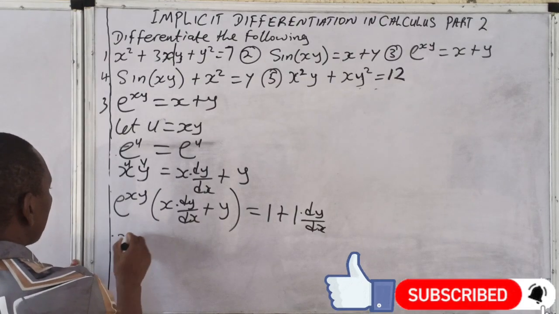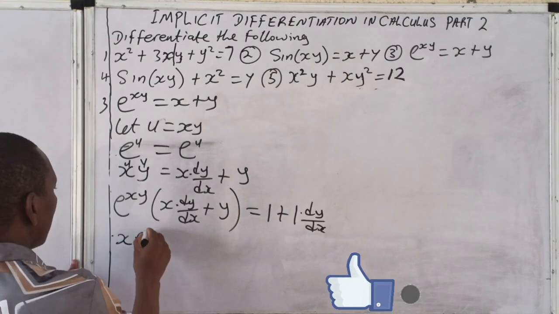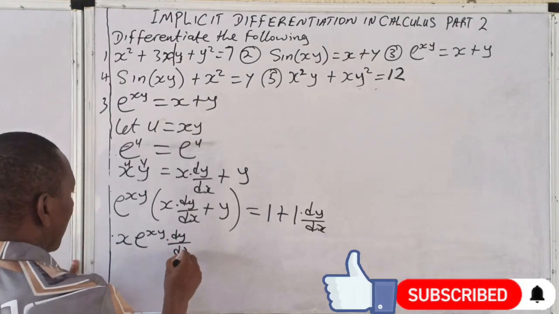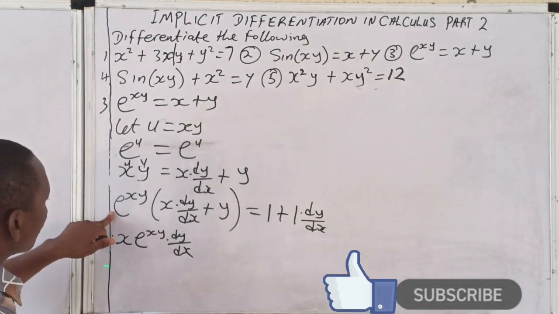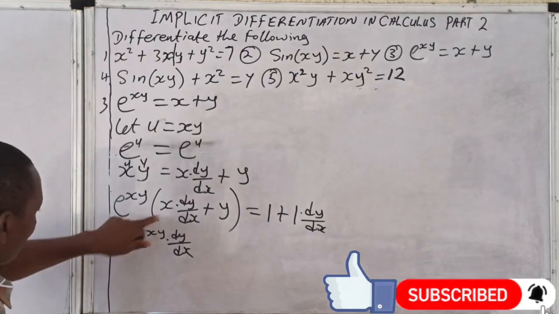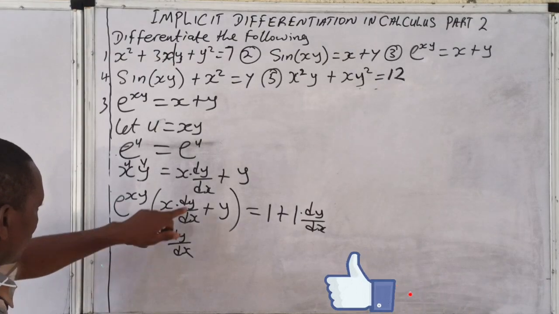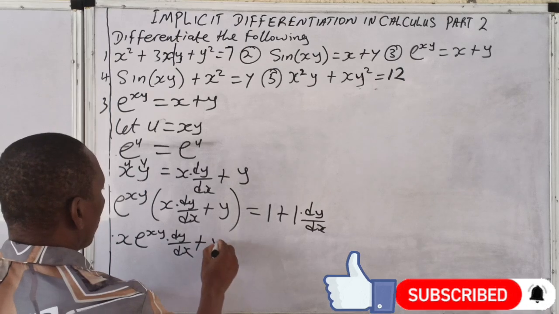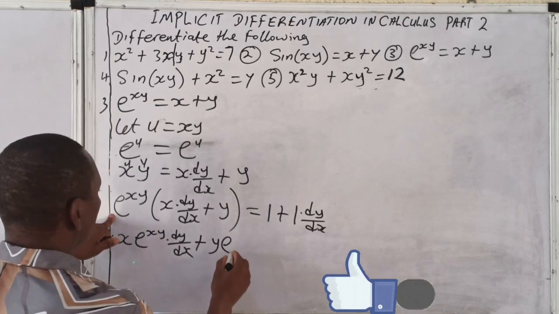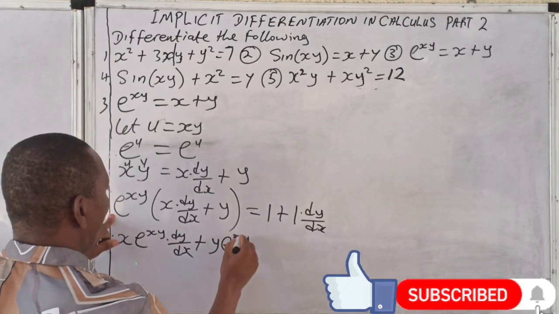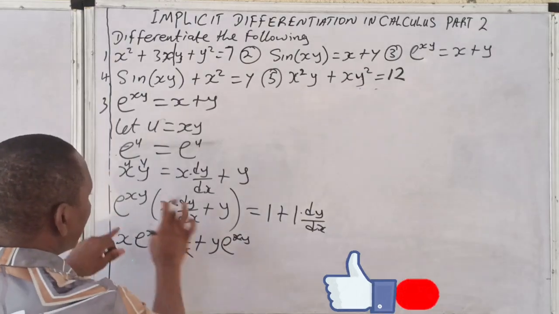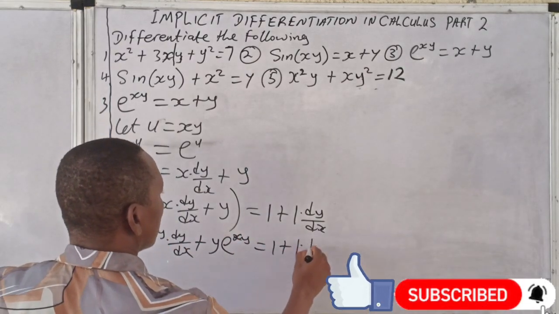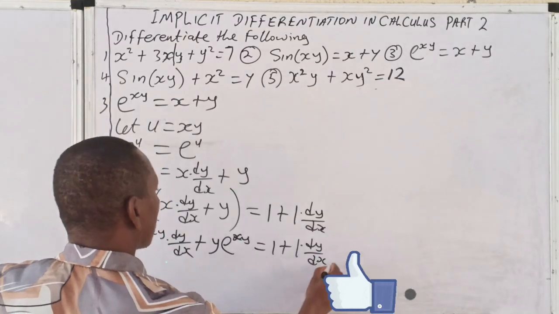You have x e^(xy) dy/dx. Note, I just used this to multiply x. So this is the x here, this is e^(xy) here, then this is the dy/dx here. Now if you use this one to multiply this, you now have y e^(xy). Okay, I've expanded this place, which is equal to 1 plus 1 dy/dx.